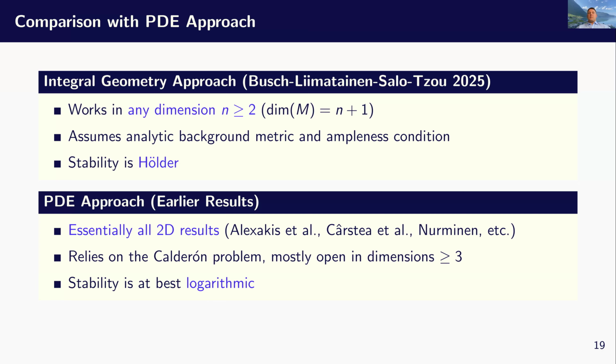The earlier results, as I mentioned, are basically all 2D results. I mentioned these results by Alexakis, Balehowsky, Nurminen, and others. The reason why they are basically 2D results is that they rely on the Calderón problem, which is mostly open in dimensions 3 and higher. I guess nobody has proven any stability results for this, even in these 2-dimensional cases, but if you do it by the Calderón methods, the stability will be at best logarithmic. So this integral geometry approach really does something different.